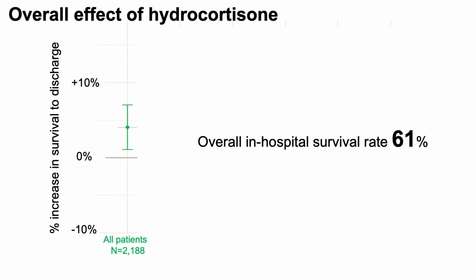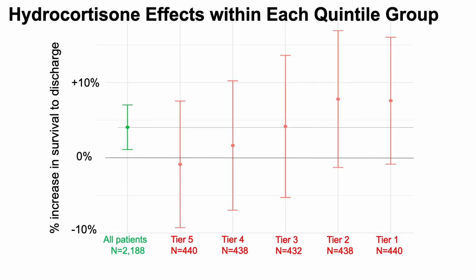This graph shows the increase in in-hospital survival rate. The overall in-hospital survival rate was 61%, and there was a slight increase in the overall survival rate with the use of hydrocortisone. This is the increase in survival rate in each quintile group. And as you can see, there was heterogeneity in the treatment effect.